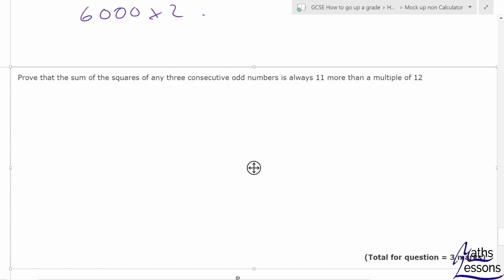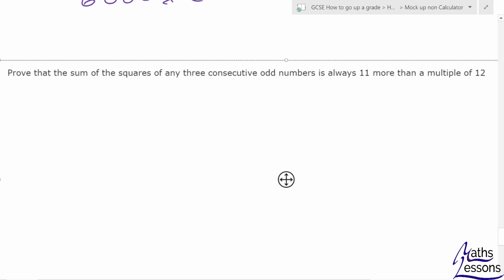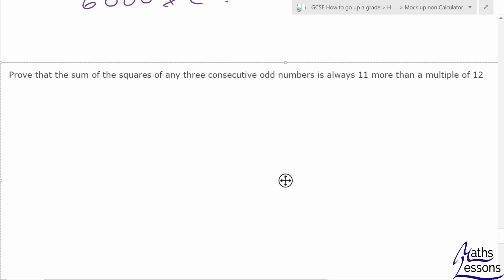Okay, so we want the sum of squares of any 3 consecutive odd numbers is always 11 more than a multiple of 12. So you've got to start off with 3 odd numbers which come one after the other. Well, how do we get the algebra for an odd number? Well, we know that 2n is always even, so adding 1 to it is always odd. And there's lots of ways you can do the consecutive odd numbers. We could either take 2 off or add 2 on, because if you've got an odd number, to get the next odd number we add 2 on, to get the next odd number we add another 2 on.